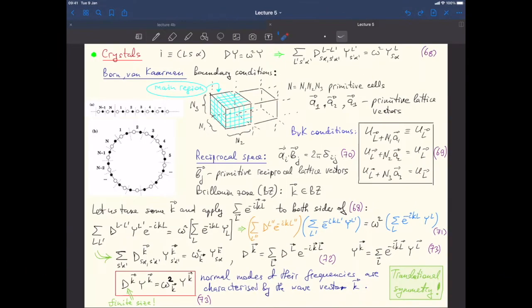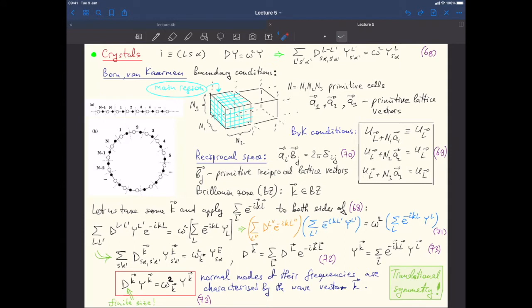So now we shall consider vibrations of a crystal. As we discussed before, each degree of freedom of a crystal is specified by three components. L is the lattice vector of the unit cell, S is the atom inside that unit cell, the basis, and alpha corresponds to the three directions of the Cartesian system.